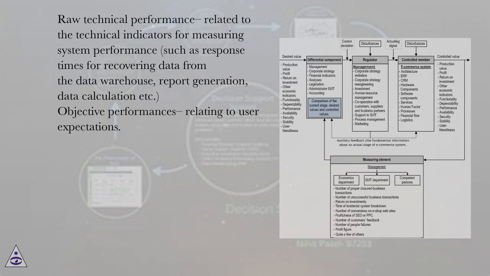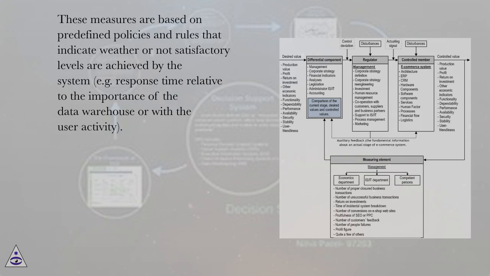Objective performances relate to user expectations. These measures are based on predefined policies and rules that indicate whether or not satisfactory levels are achieved by the system, for example response time relative to the importance of the data warehouse or with the user activity.